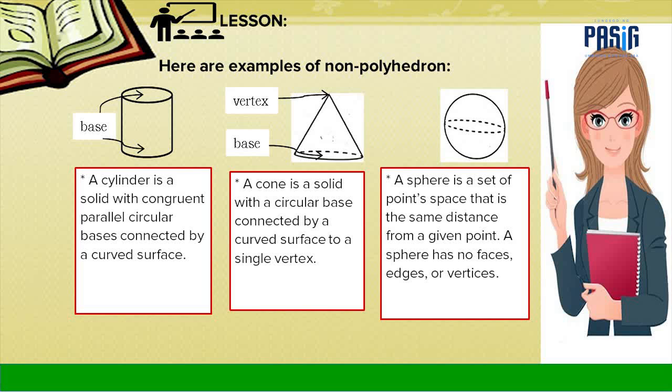And the third figure is a sphere. A sphere is a set of points in space that is the same distance from a given point. A sphere has no faces, edges, or vertices.